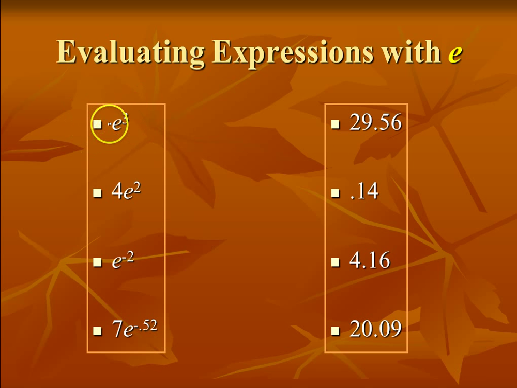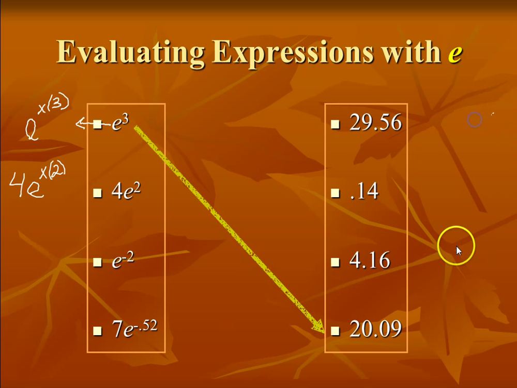Now, when you're typing them in, hopefully you're almost done, I would be typing e to the x and then putting a 3 in that x position inside of my calculator. And then same thing, 4e to the x and putting in a 2. Now, what did you get for the first one? e cubed. Hopefully, you got 20.09.